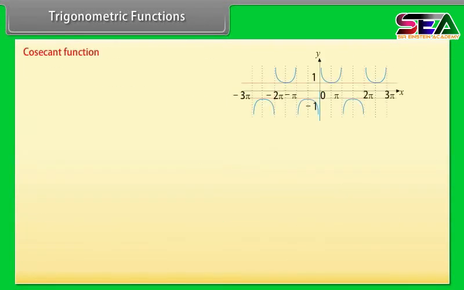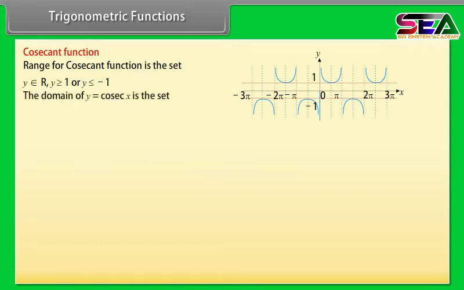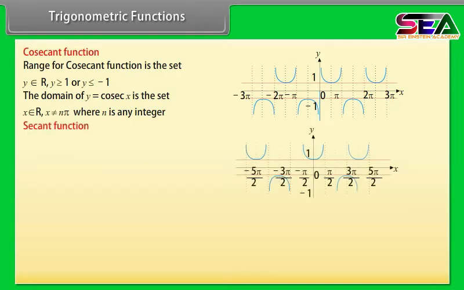Cosecant function. Range for cosecant function is the set of y belonging to real numbers, y greater than or equal to 1 or y less than or equal to -1. The domain of y equal to cosec x is the set of x belonging to real numbers, x not equal to n pi, where n is any integer. Secant function.